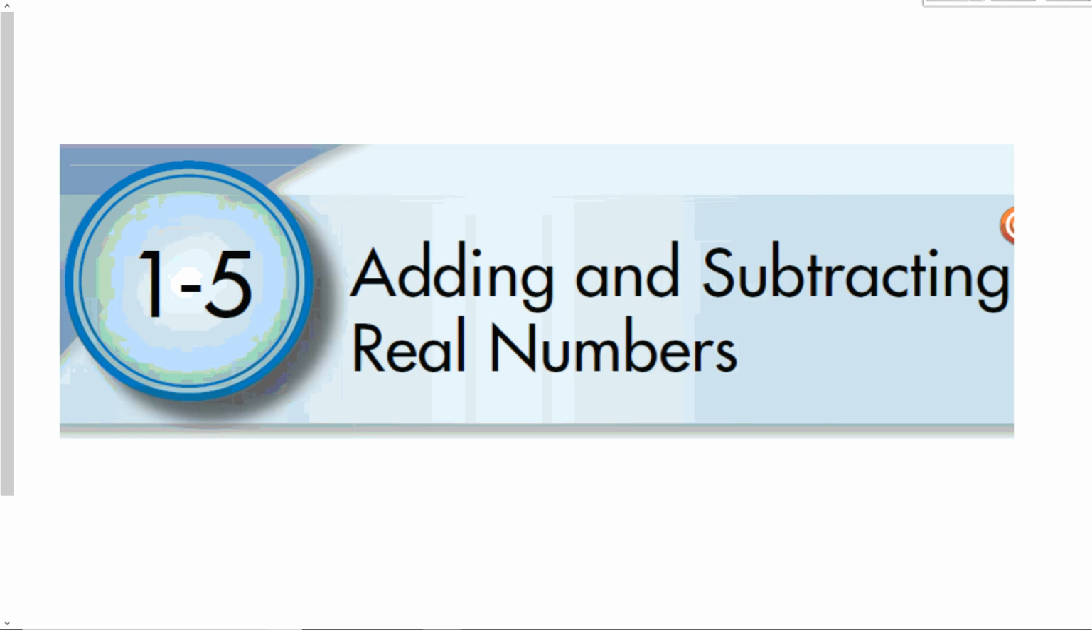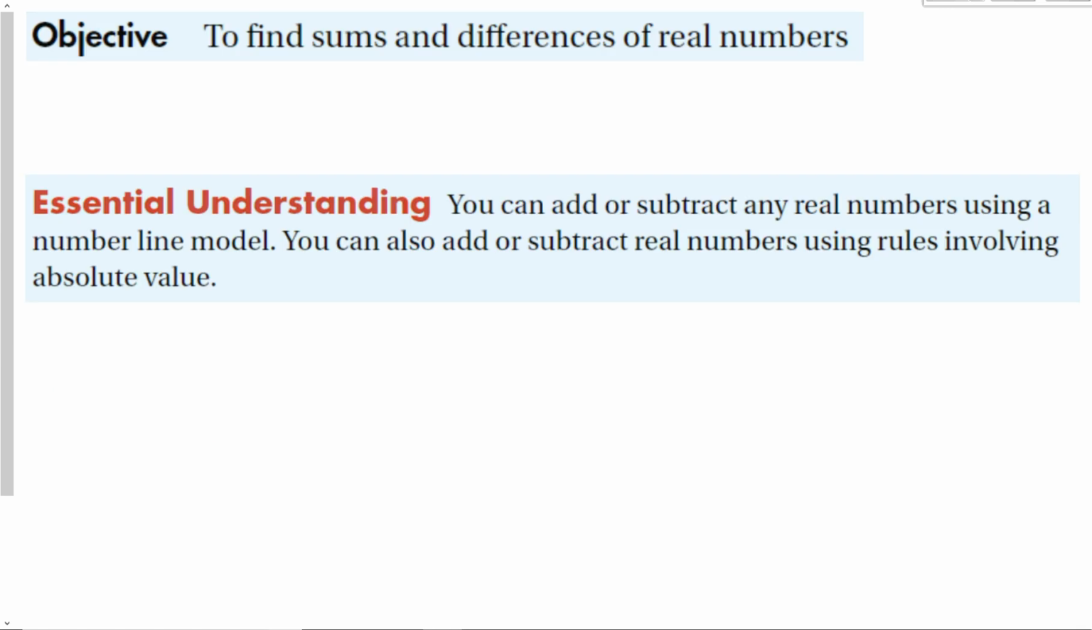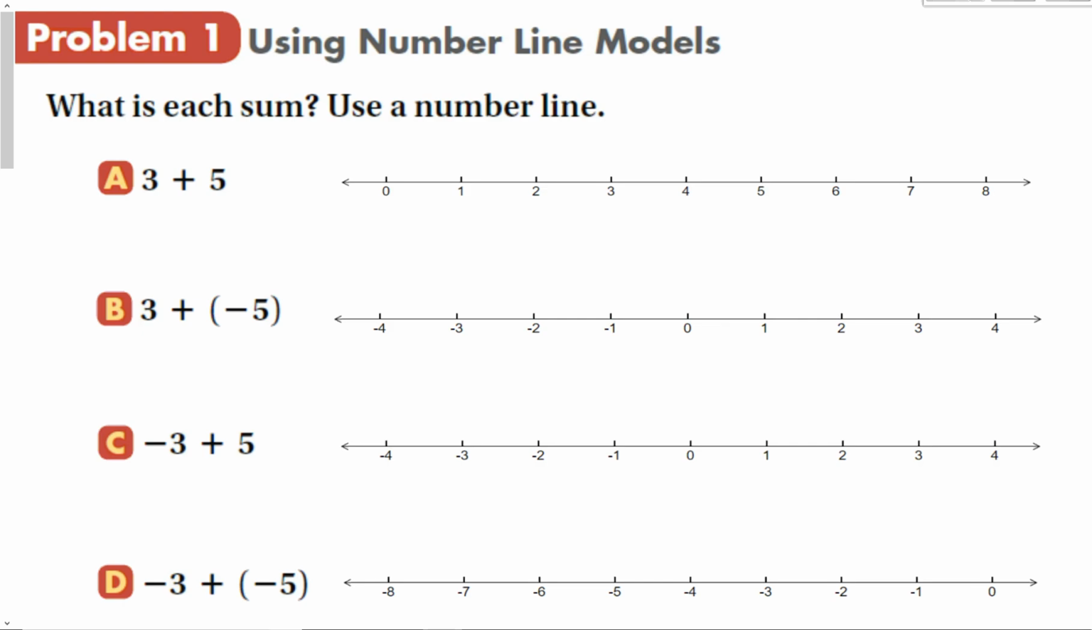But we do want to see exactly how these addition properties in this lesson, and the multiplication properties in the next lesson, are actually working to give us a deeper understanding about how numbers work. Okay, so in this section, we're going to find sums and differences of real numbers. So our essential understanding is that we can add or subtract any real numbers using a number line model, or we can add or subtract real numbers using the rules involving absolute value.